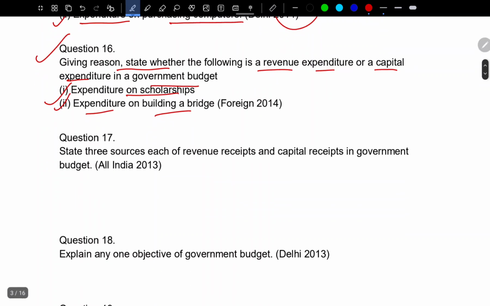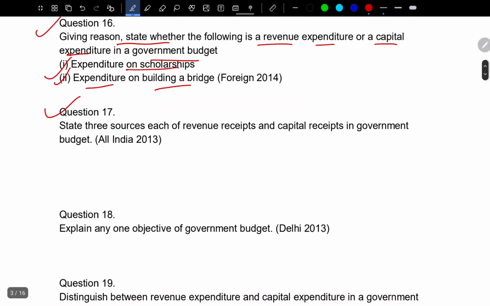So again, whenever we answer a question, if it is written that we have to give a reason, we should do so. Even if it is not written that we have to give a reason, you should give one, because it will create an impact on the examiner that you know the answer conceptually.